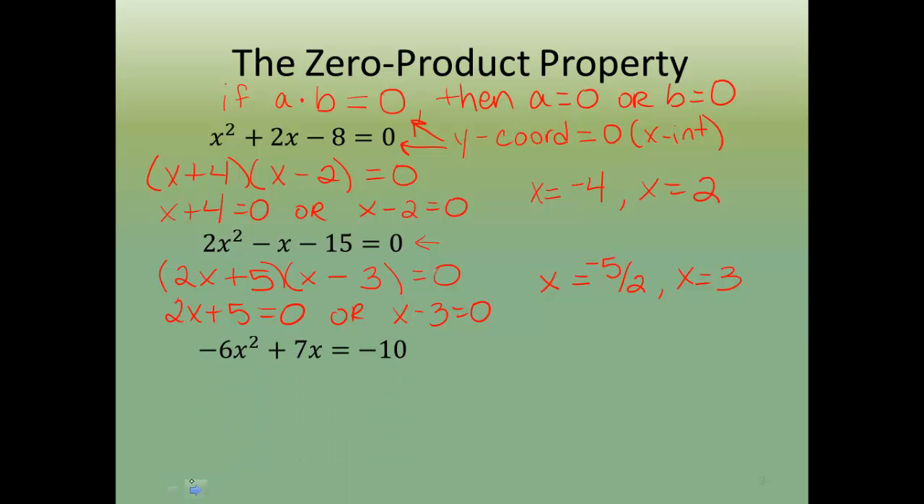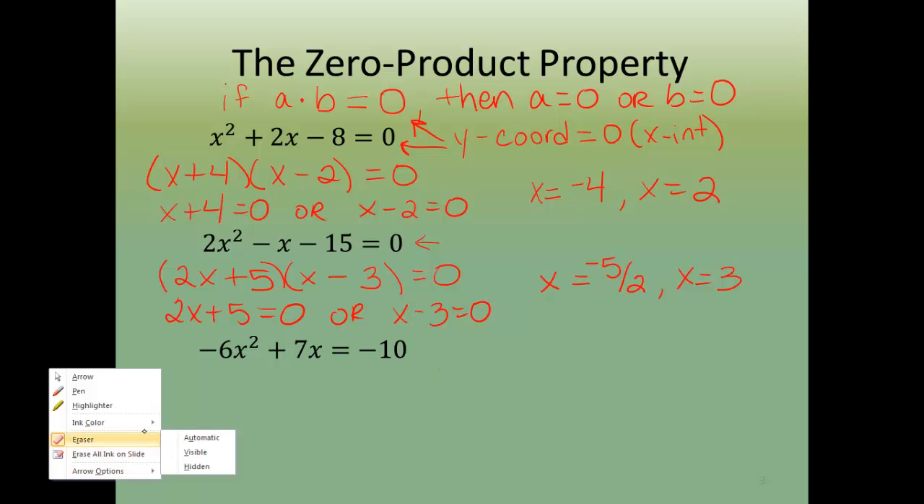So let's take a look at this next one. Negative 6x squared plus 7x equals negative 10. Now at this point it's not asking me to find x-intercepts because I don't have a 0 anywhere. One thing I could do is go ahead and add 10 to both sides. And now I am talking about the x-intercepts and can go ahead and use the zero product property. But if I went to factor this, the negative 6 out in front is not making me happy. So I'm not going to use that version.